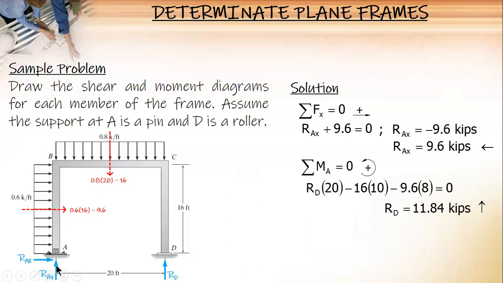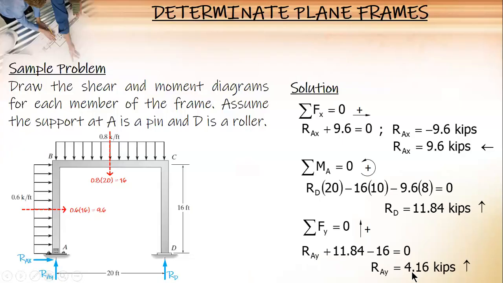And then last, summation of force in Y, we can solve for RAY. And it is positive, it means that the assumed direction is correct. So, these are our reactions.